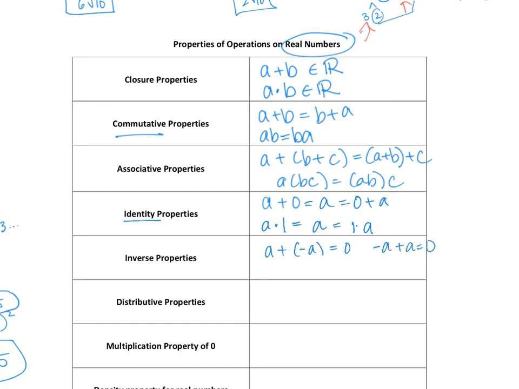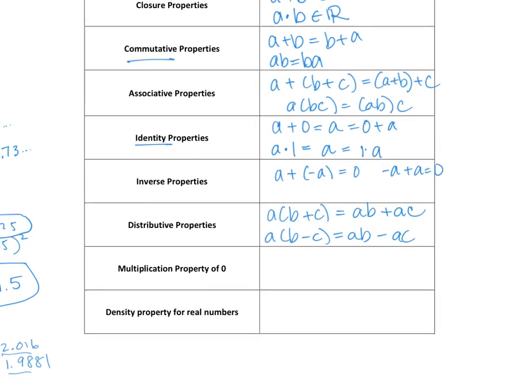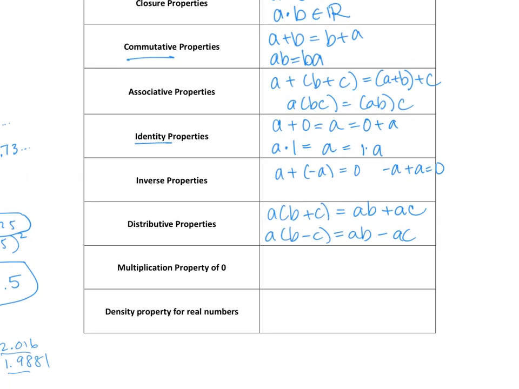We have the distributive property going on, again, a, b, and c being any real number, and that includes all these new radicals we've been talking about, and it works with addition and subtraction. The multiplication property of 0 says if we multiply any number by 0, we get 0, and that works either way.